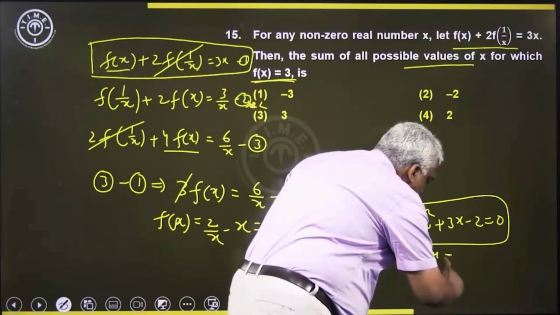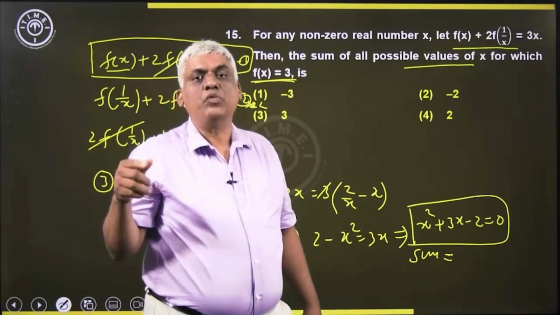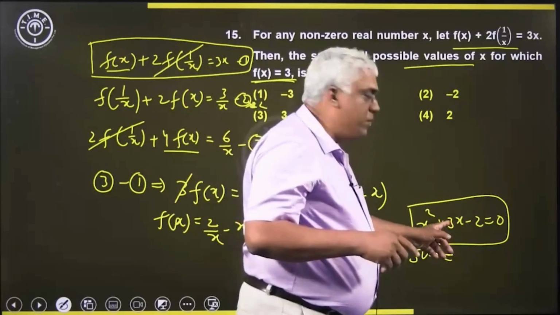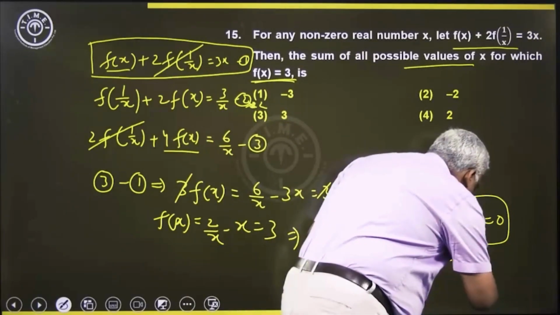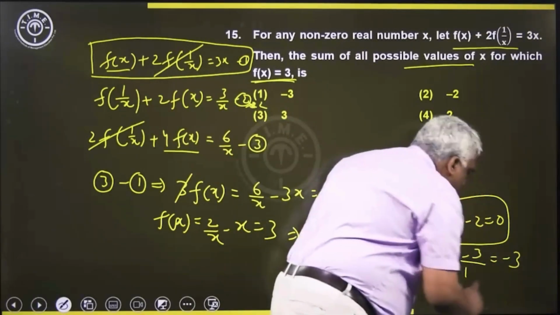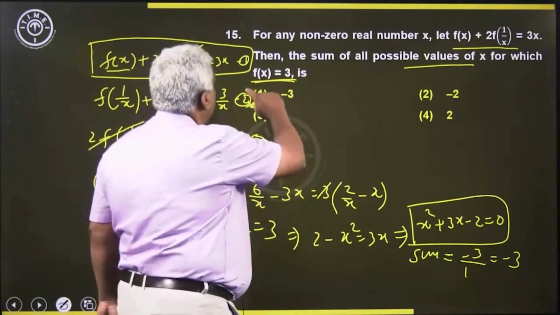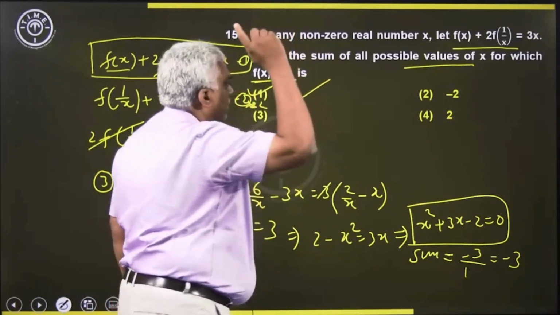We know that if a quadratic equation is ax square plus bx plus c equal to 0, the sum of roots is minus b by a. So, here b is 3, so minus 3 by a, which is 1. So, the answer is minus 3. So, the sum of the 2 values of x will be minus 3, which is option 1. So, minus 3 is the answer.